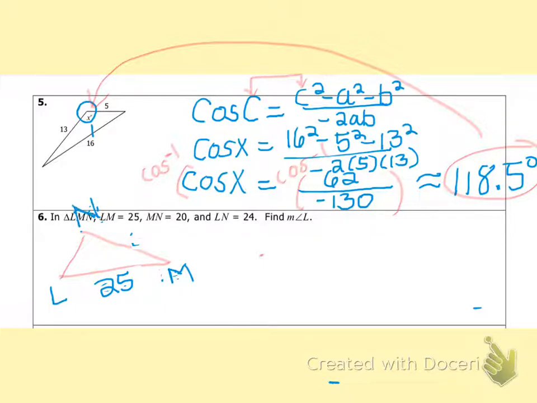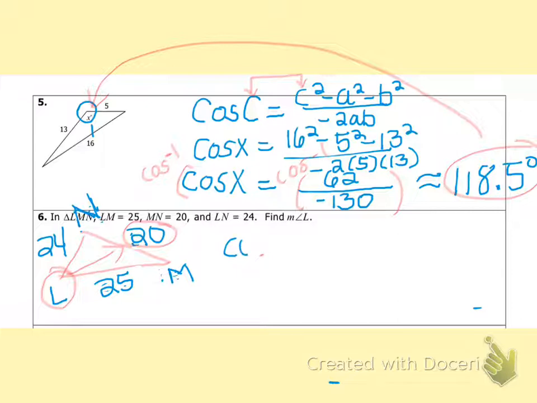So if that's LN, then LN would be 24. This still makes this the smallest, so it doesn't really matter, and MN is 20. But we're trying to find angle L, so of course angle L would be across from side NM, because it doesn't share the same letter. So that's how we know these are across from each other.